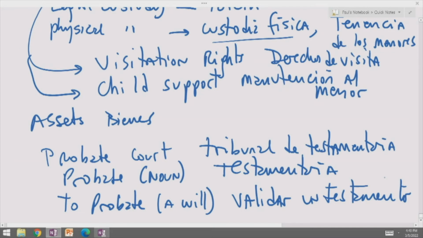So, probate has different translations. It could basically be testamentaria if it's a noun, or it could be validar if it is used as a verb. And so we look at family law as well. Now let's look at contracts.